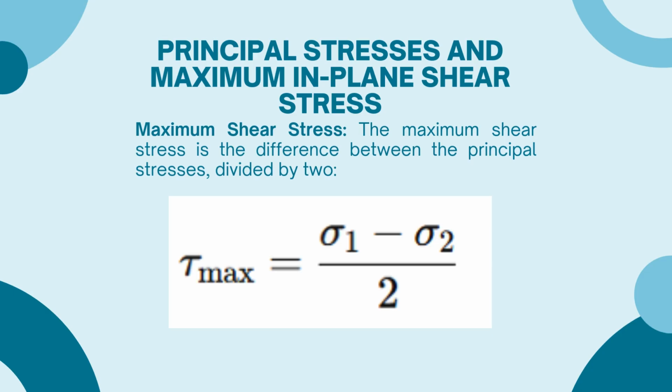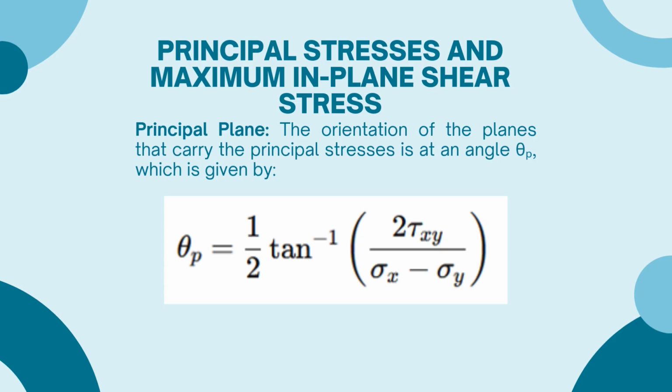Next, we have the maximum in-plane shear stress, tau_max. The maximum shear stress is the difference between the two principal stresses, sigma 1 and sigma 2, divided by 2. This is a key factor in understanding how materials behave under stress, especially in failure analysis, where maximum shear stress indicates areas that might experience sliding or deformation.